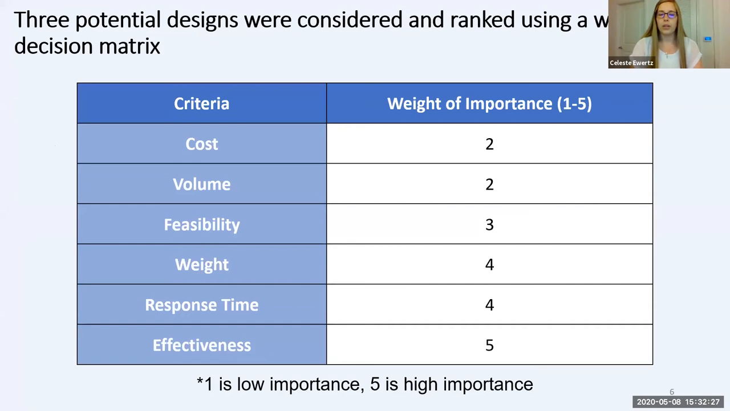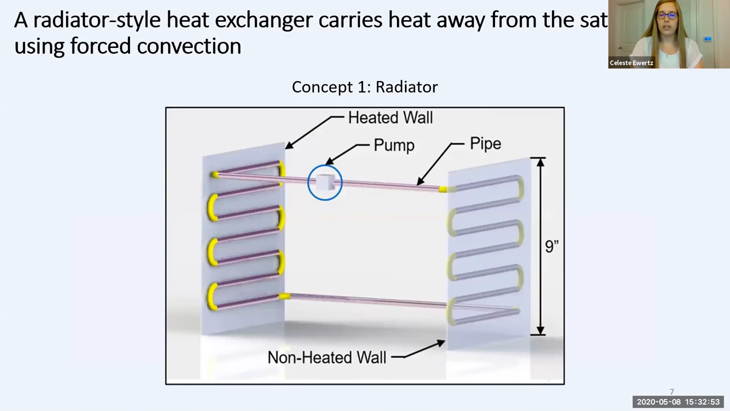After we had a clear understanding of what our system needed to be capable of, we came up with three design concepts and then compared them with the weighted decision matrix that you see here. In this decision matrix, we determined criteria that we felt were important considerations for our design and weighted them according to their level of importance, with five being the most important. These criteria are cost, volume, feasibility, weight, response time, and effectiveness. Our first design concept utilizes a radiator, which uses a working fluid to transfer the thermal energy from the side being attacked by a directed energy weapon to the opposite side that is not having any heat.